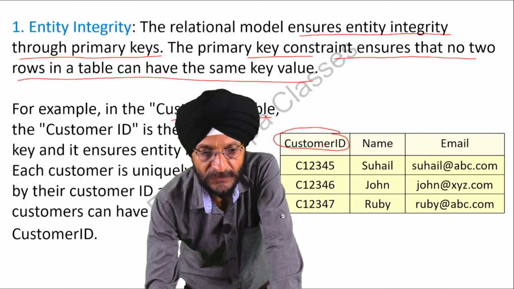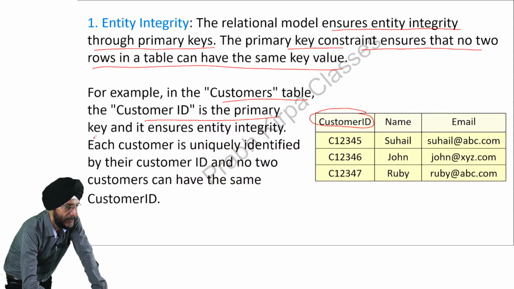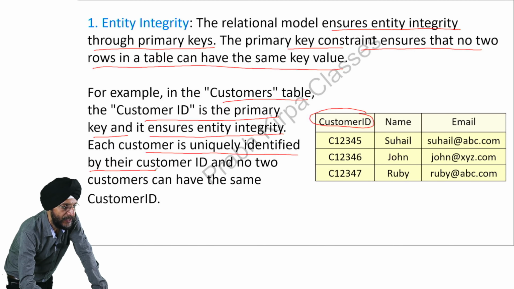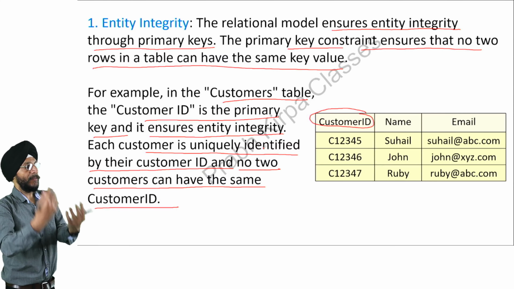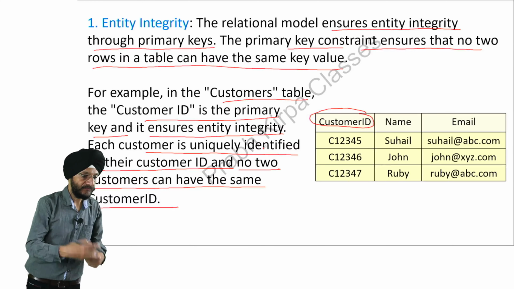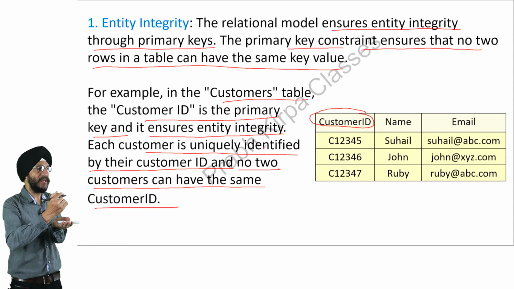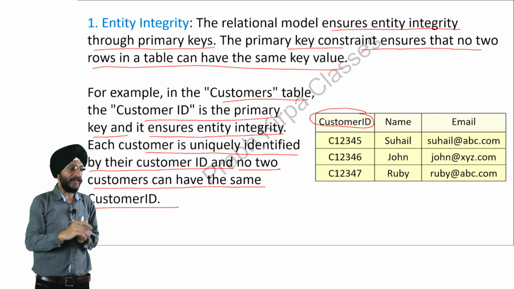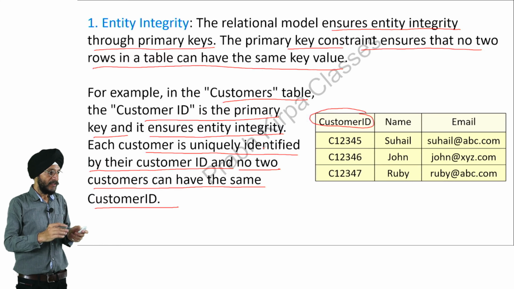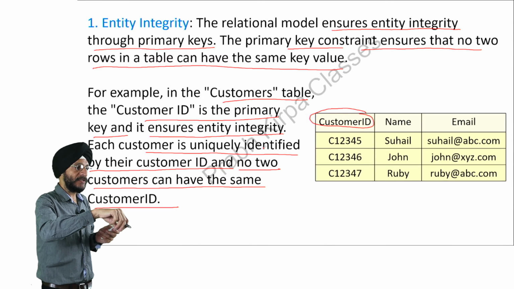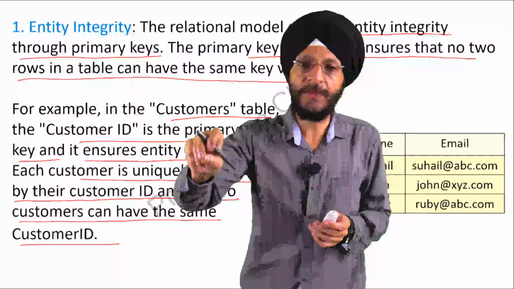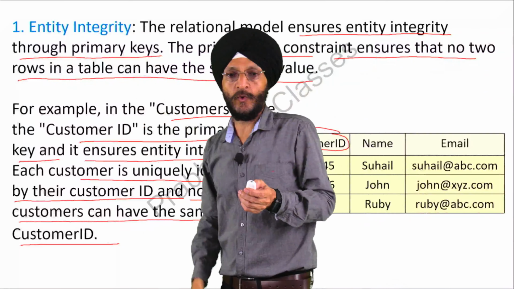For example, in the customers table, customer ID is the primary key and it ensures entity integrity. Each customer is uniquely identified by their customer ID and no two customers can have the same customer ID. The same applies to the employees table. That is, no two employees can have the same IDs. Here in the case of customers table, customer is the entity. In the case of employees table, employee is the entity, and so on.